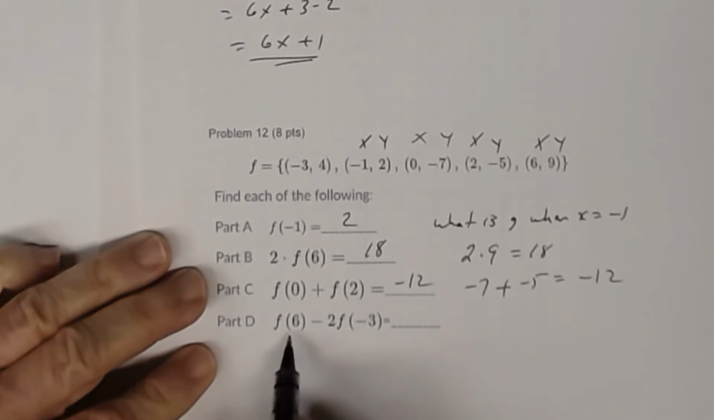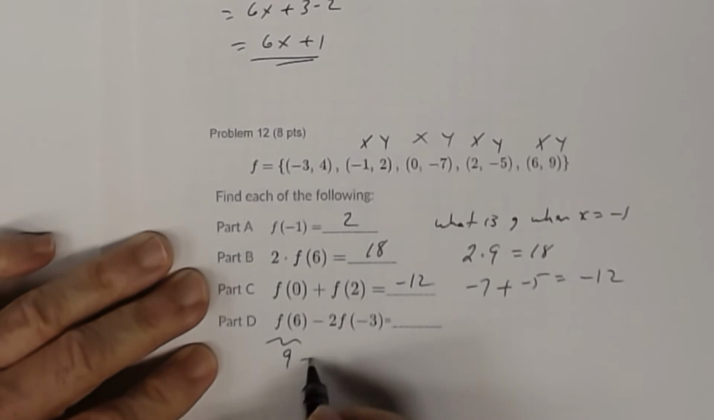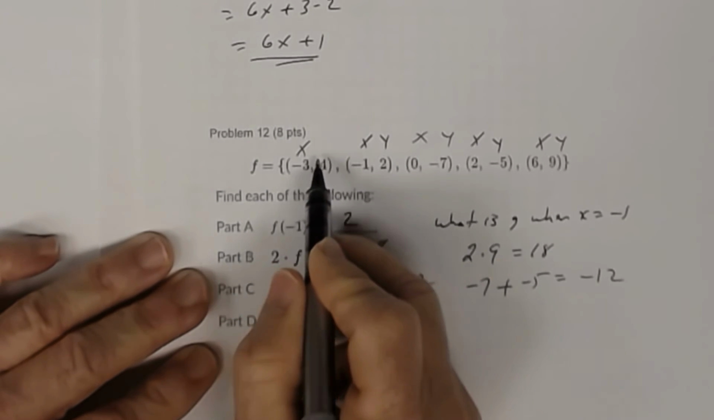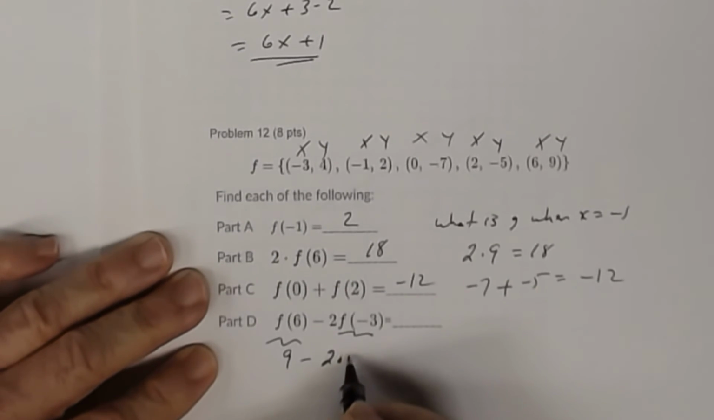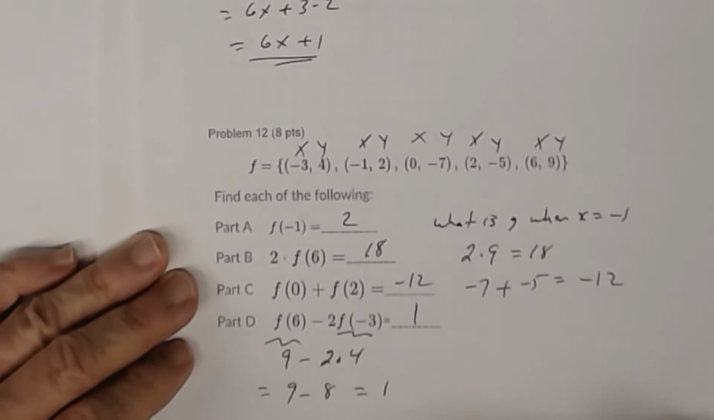And then part D, f of 6, same thing. So f of 6 is 9. So that's 9 minus 2 times f of negative 3. So when x is negative 3, your y value is 4. So that's 2 times 4. So it becomes 9 minus 8, which is 1. So the answer is 1 there. All right, so that's number 12.